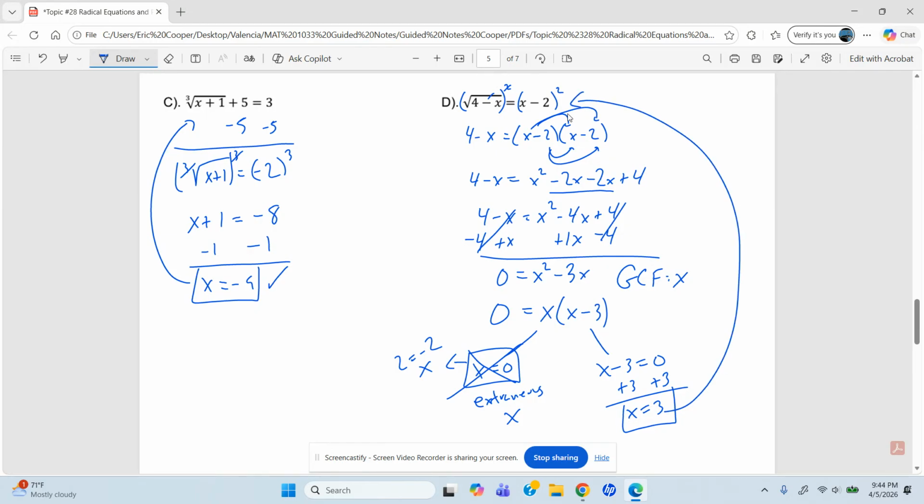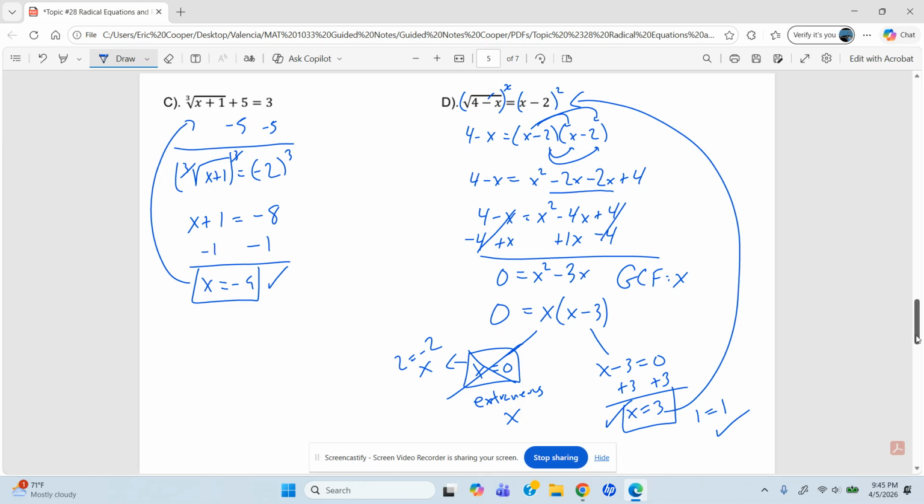If I go back in and plug in 3, 4 minus 3 is 1, the square root of 1 is 1, and 3 minus 2 is 1. This one does work. This would be the only solution that I have. So that's why it is important. We have to go back and make sure we plug it in. If you're not going back and checking it and you're putting in both answers, you will end up getting it wrong. So please make sure when you find your solutions, especially if you find multiple solutions, go back and check and make sure all of them work.